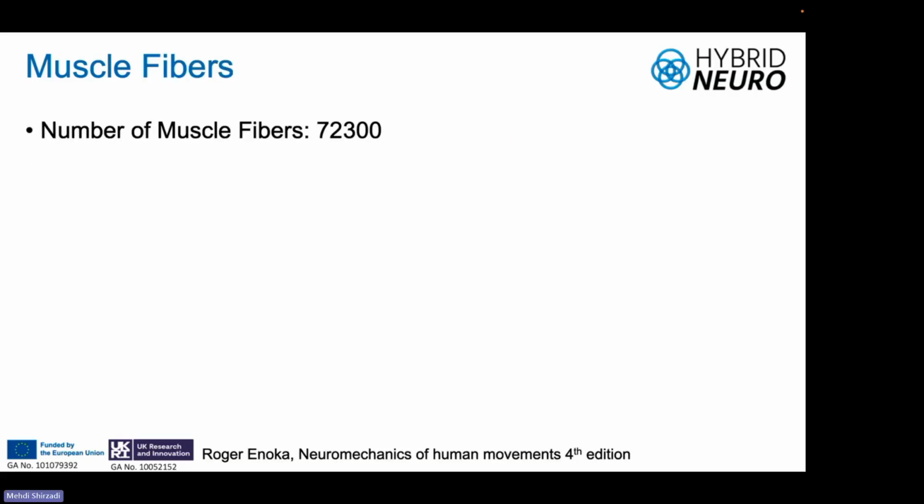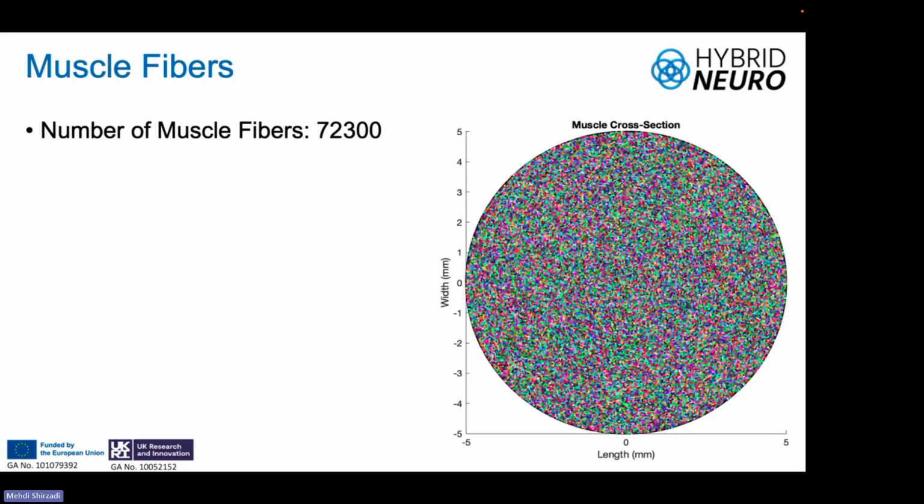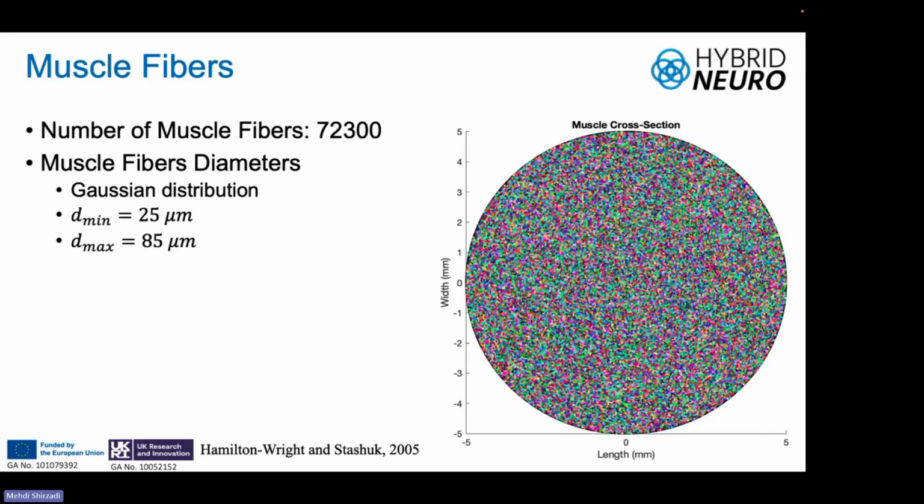Based on the literature, we found out that there are more than 72,000 muscle fibers in this muscle, and if we put all of them into our muscle, this cylinder shape, it can fit perfectly if we look at the cross-sectional area. It covers all of the area of the muscle. And after this, we need to specify a diameter for each one of these fibers. In the literature, they realize that this diameter generally comes from a normal or Gaussian distribution with a minimum of 25 micrometers and a maximum of 85 micrometers.